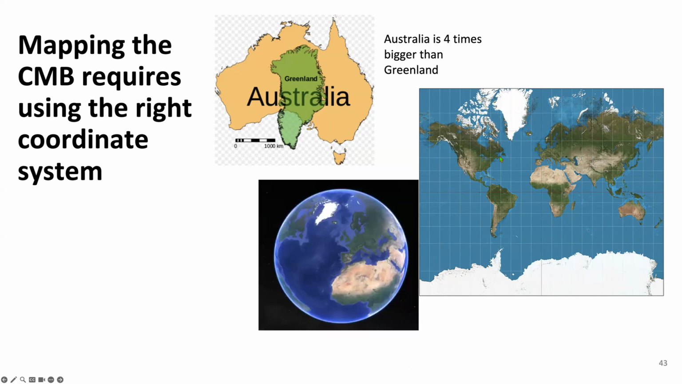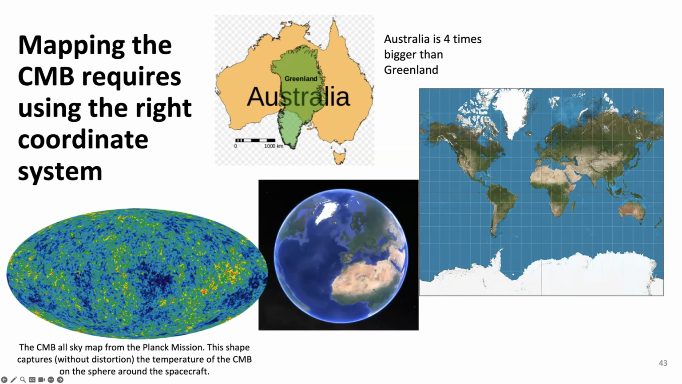But there's a better way to do it, and that is to do this. This is a particular projection that conserves area. This projection does not conserve area, and you get this distorted view of the size of Greenland.